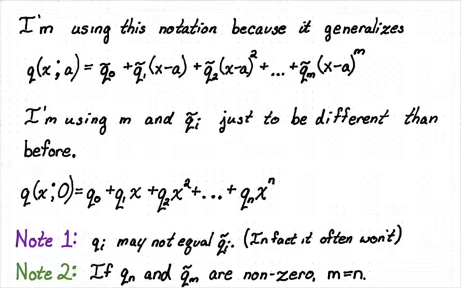But if the coefficient of the highest power of x and the coefficient of the highest power of x minus a are not 0, then n is equal to m. Then the degree of one is equal to the degree of the other. So the degree of these two polynomials, because they're the same polynomial, when you multiply them out, they're going to have the same degree.